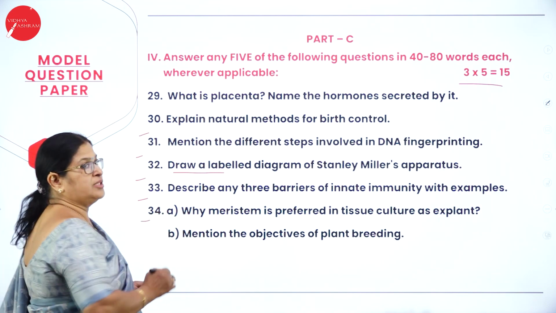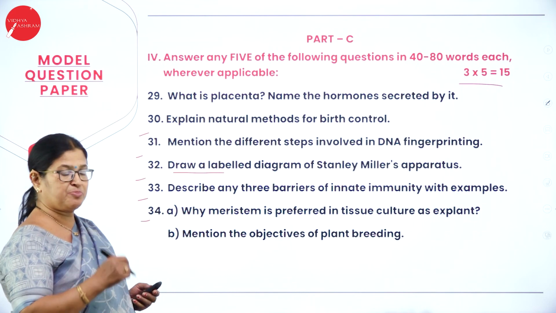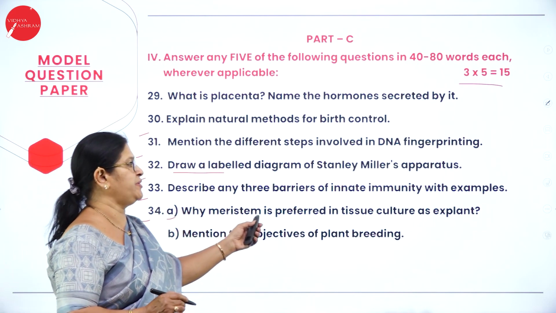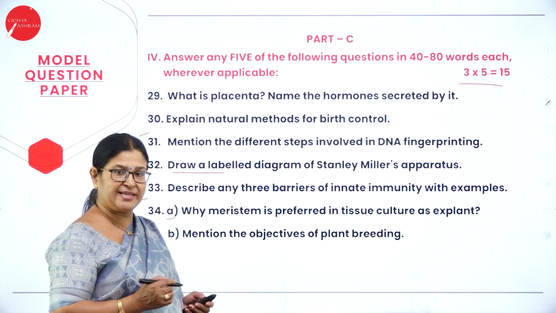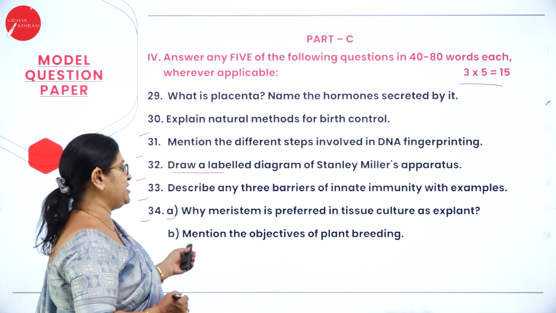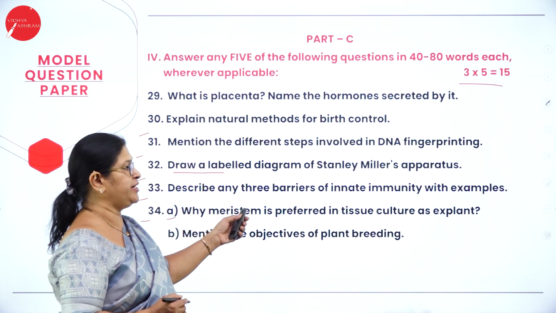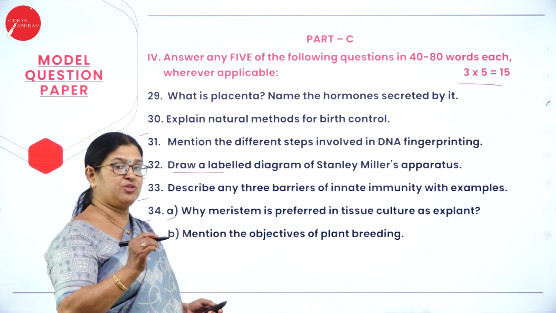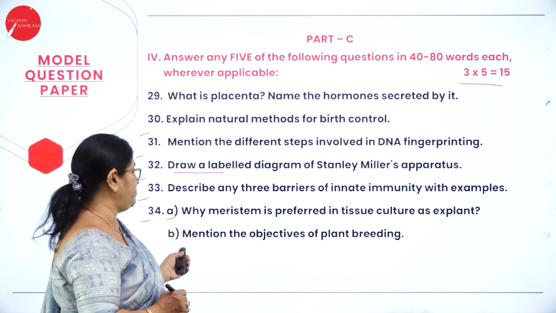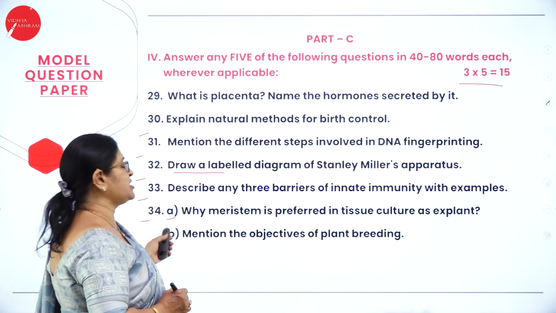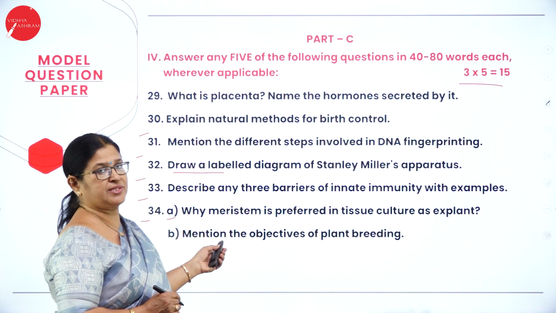Moving on to question number 34, which is a split question. That is question A, why is meristem preferred in tissue culture as explant? Question B, mention the objectives of plant breeding. So why meristem is preferred in tissue culture as explant carries 1 mark, whereas question B, mention the objectives of plant breeding, carries 2 marks. So this is a split question for 3 marks.